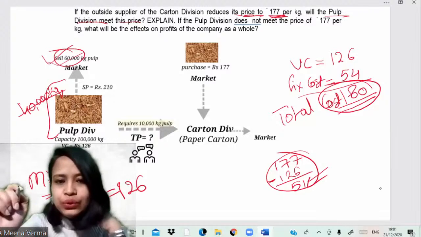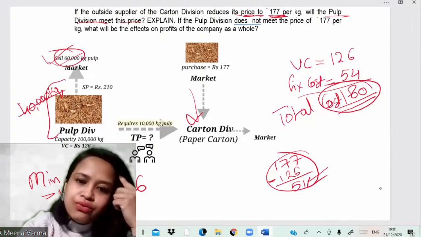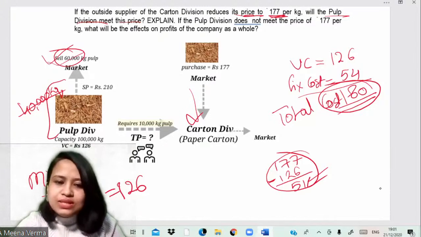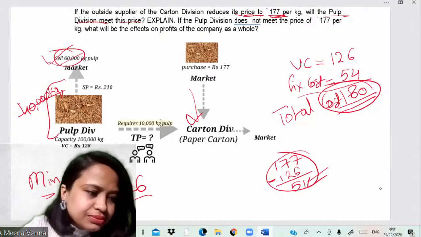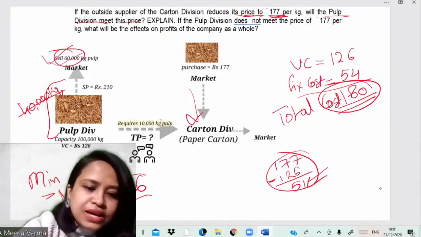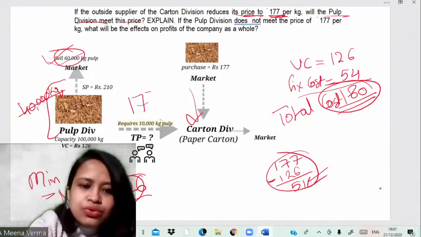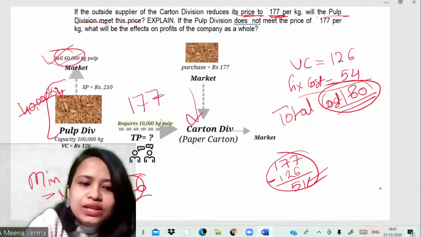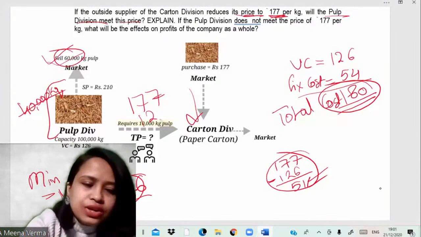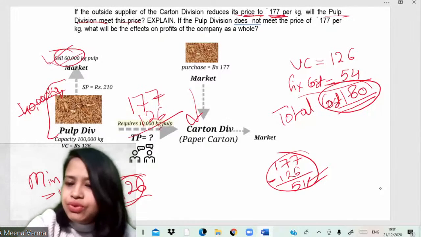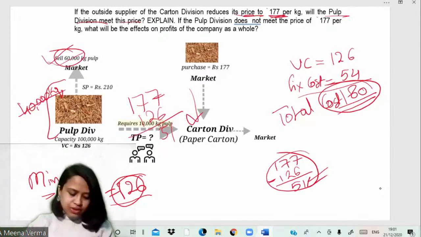While this carton division is buying the same product from the market at rupees 177, this is the minimum price which you can quote, but you have the option to quote rupees 177. So if you quote this 177, you will have a contribution of, sorry, what will be the contribution? 54, 51, I guess. Yeah, 51. I hope it is clear.